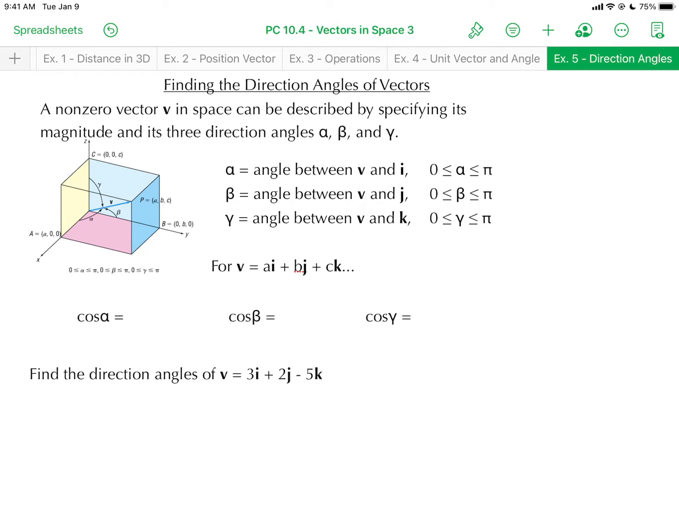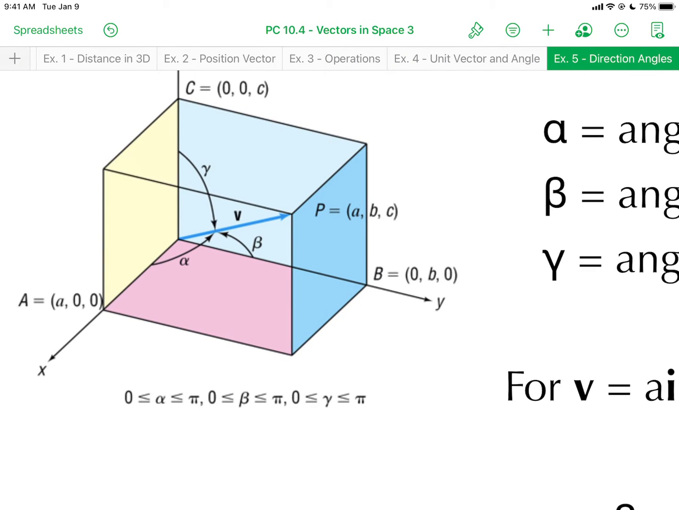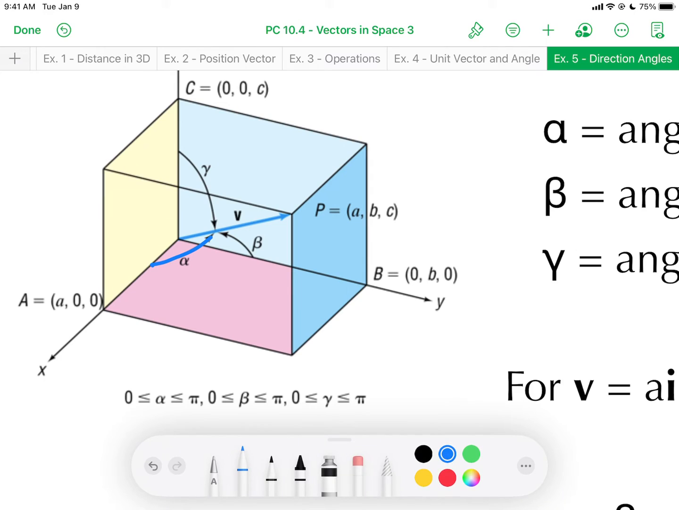It has 3 direction angles, alpha, beta, and gamma. Right? Alpha, beta, and gamma. Alpha is the angle between vector v and vector i. Now recall, vector i is just a standard unit vector along the x-axis, right? So all we're really saying is this is the angle between the vector v and the x-axis, okay? Now you can look at the picture here, and this is the angle we're talking about when we are referring to alpha, all right?